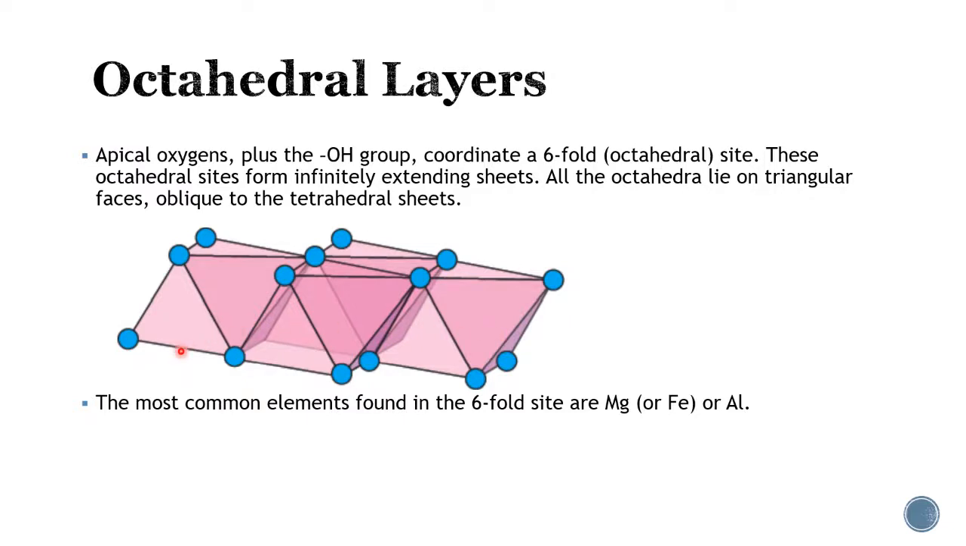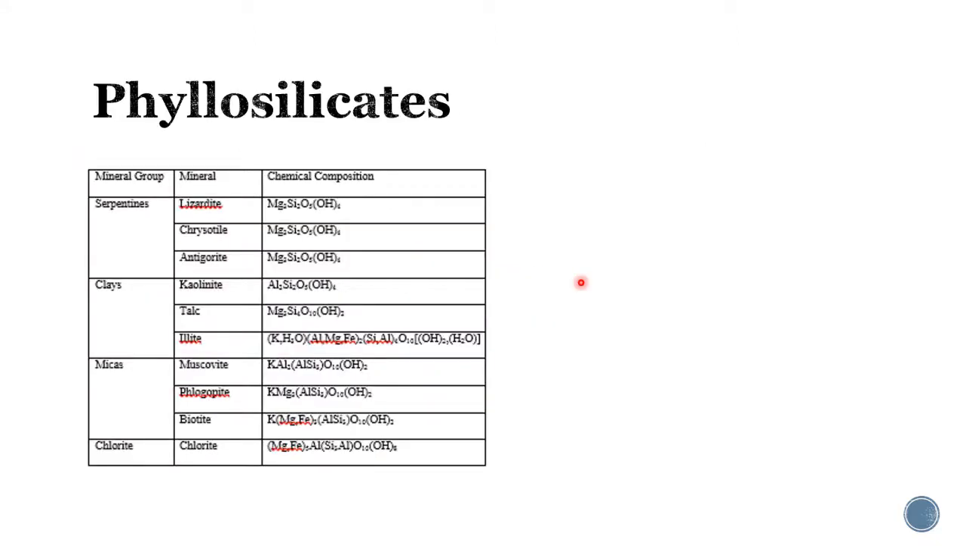All the octahedra lie on triangular faces oblique to the tetrahedral sheets, which I will explain in the next diagram when we are discussing the minerals. The most common elements found in the 6-fold site are magnesium or iron or aluminium, along with silicon and oxygen. So these are the common minerals which belong to phyllosilicates.